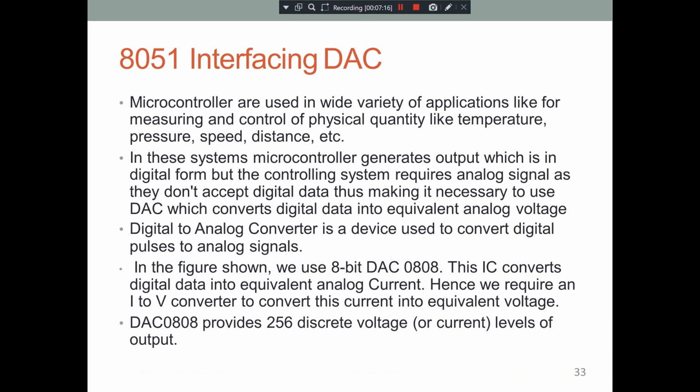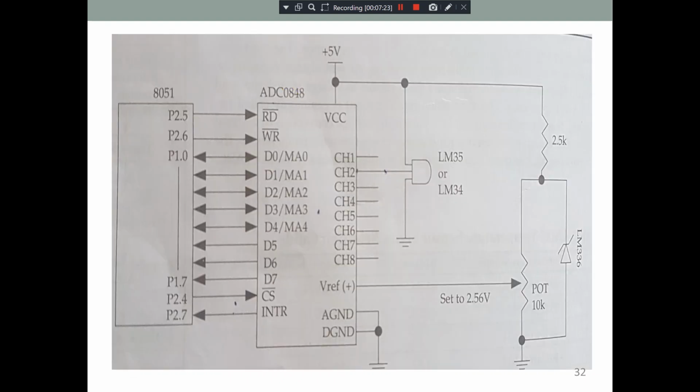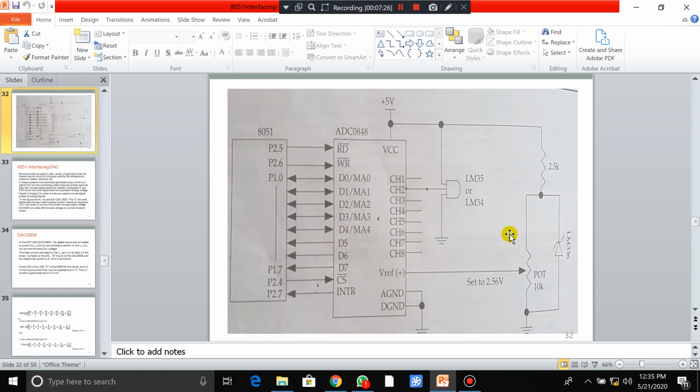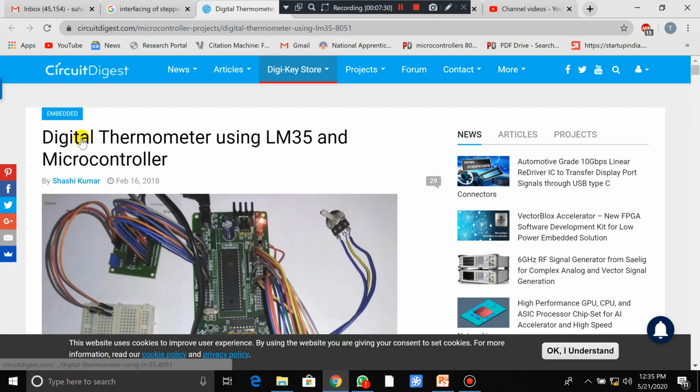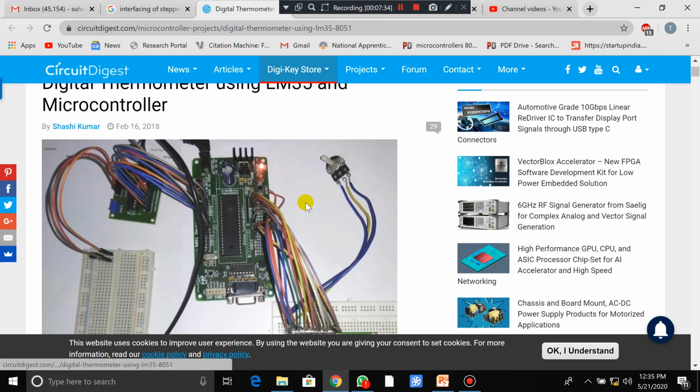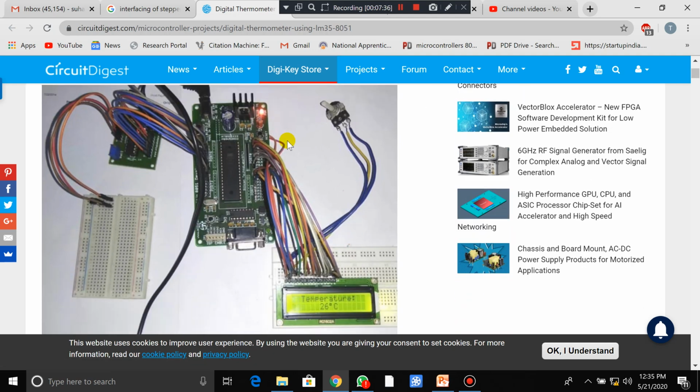So now before going to the next one, that is 8051 interfacing with DAC, let us learn how it can be used for doing any small projects. So here, a digital thermometer using LM35 and a microcontroller. So this is a diagram of how it can look.